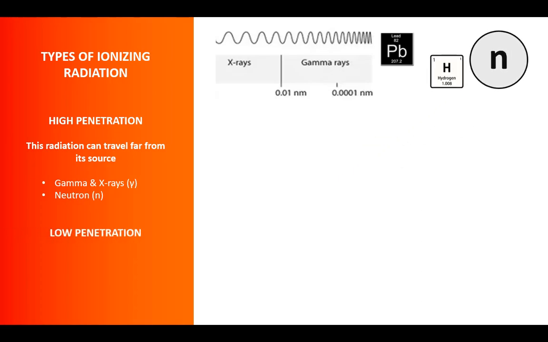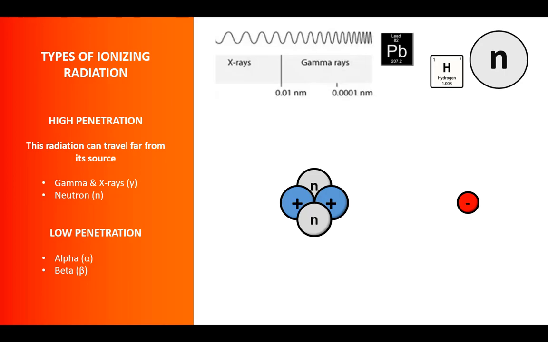The other kind of ionizing radiation is low penetration. These are less important for radiation detection because the radioactive particles don't often travel far from their source. Alpha radiation is very stable and can be stopped by a person's skin. Beta radiation is a bit more penetrative, but a thin layer of plastic is enough to stop it.